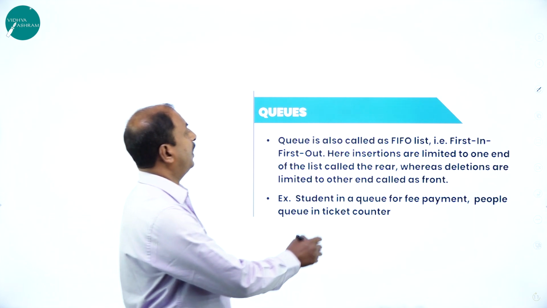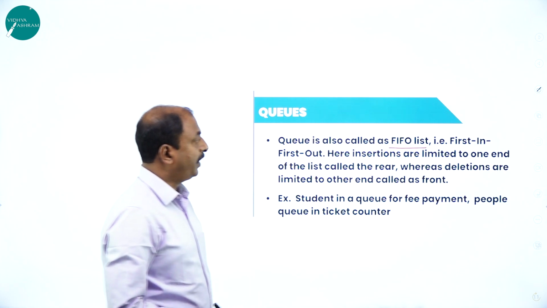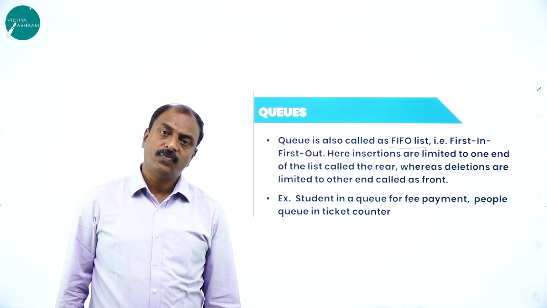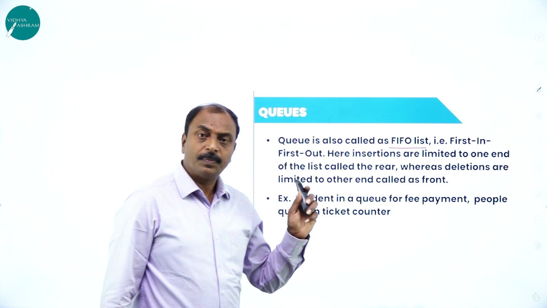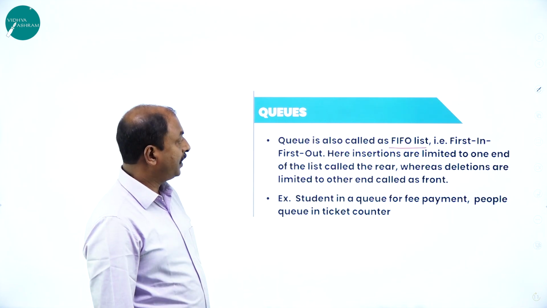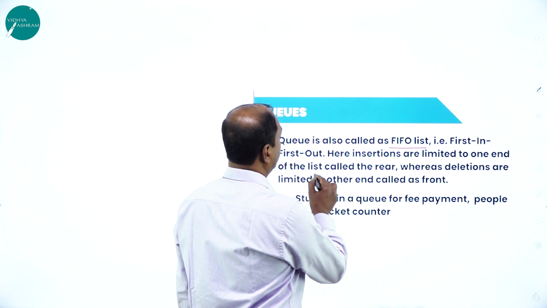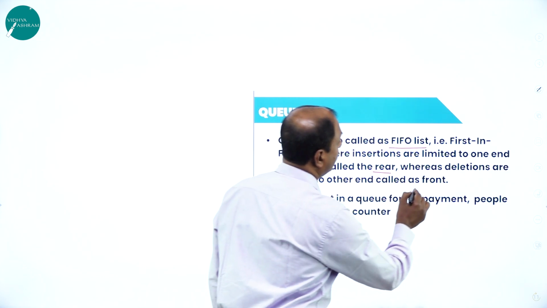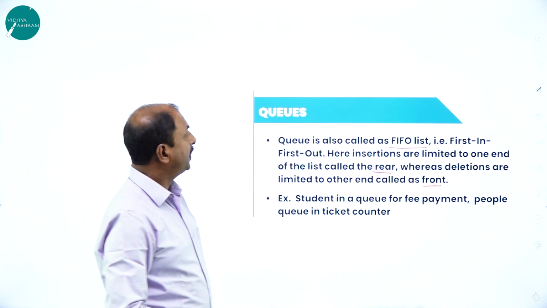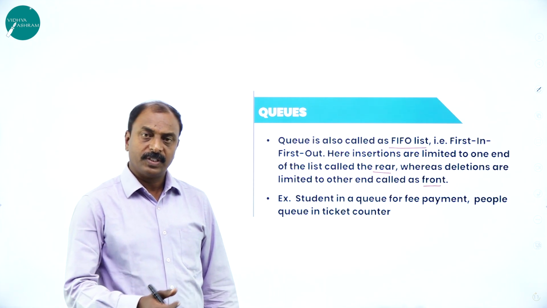It is also called a FIFO list, where FIFO stands for first in, first out. It means the queue follows the principle of FIFO. Insertions are limited to one end of the list, called the rear end, whereas deletions are at the front end. So what is the meaning of FIFO? That is first in, first out.